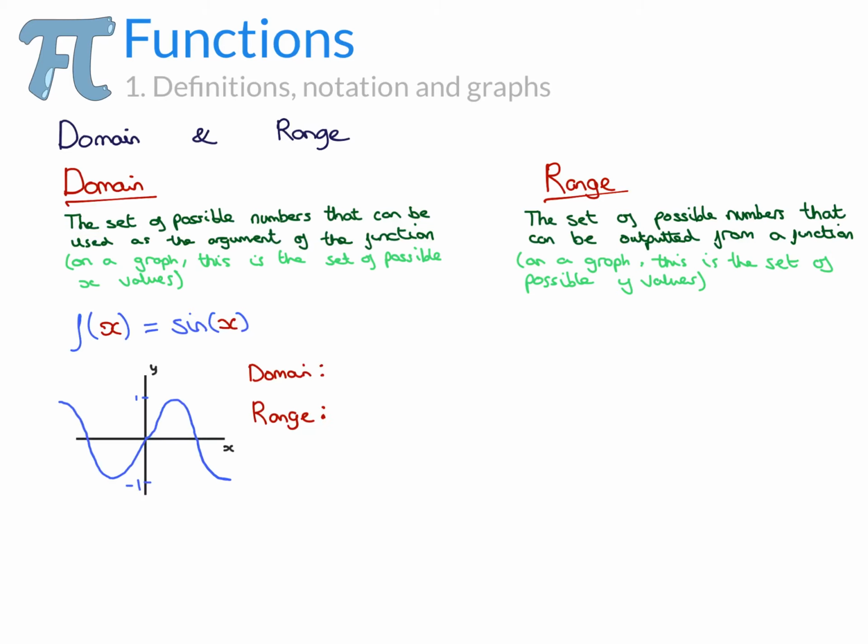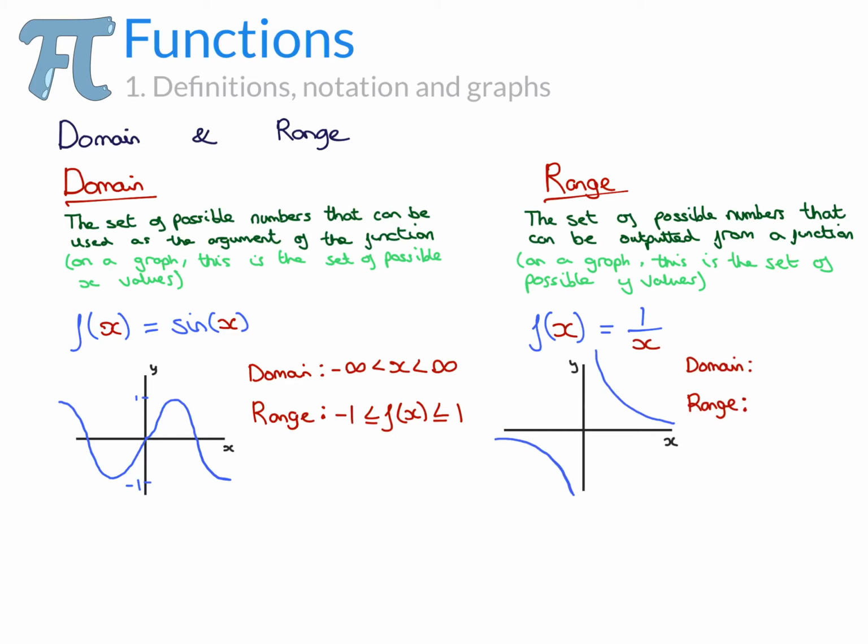The point is best illustrated with graphs and two simple examples. For the function f of x is equal to sine x, we can put any input we like into it, but we will never get an output that isn't between minus 1 and 1, which is clear from the graph. Therefore, we say that the domain of x is all numbers, and the range is that f of x must be between minus 1 and 1.